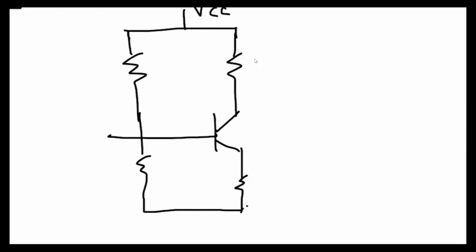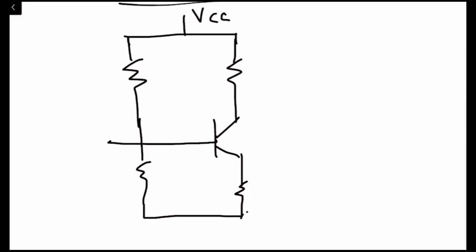Applying the biasing voltage VCC over here, and with that we have the resistances, which is R1 over here, R2 over here, then we have RC over here, and then we have RE over here, which is representing the emitter resistance, the collector resistance, and then we have R1 and R2. They are being connected to basically the base of the transistor.